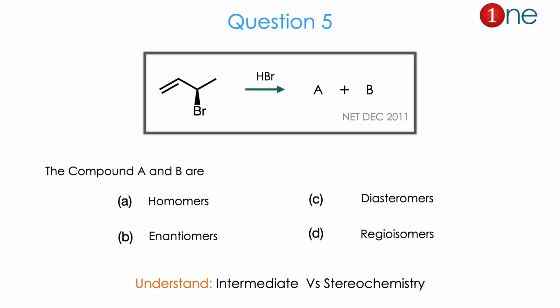Then question number 5. The starting material is a linear system with an alkene and bromine above the plane. You are adding HBr. The reaction gives two products, A and B. They are asking for the relation between A and B: whether A and B are homomers, diastereomers, enantiomers, or regioisomers. So from the question you might realize that the intermediate configuration is important here and its control over stereochemistry is important. The answer is C. Let us see how.